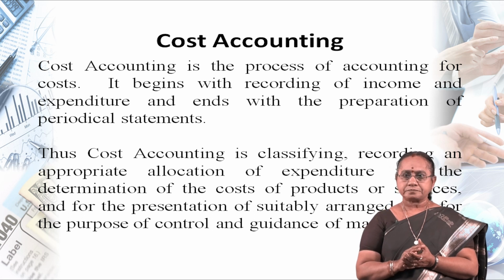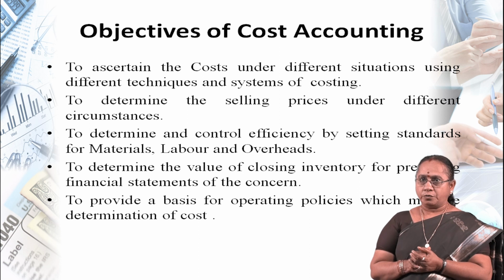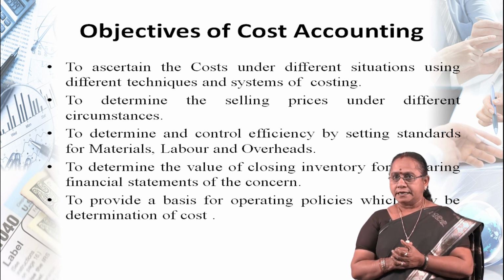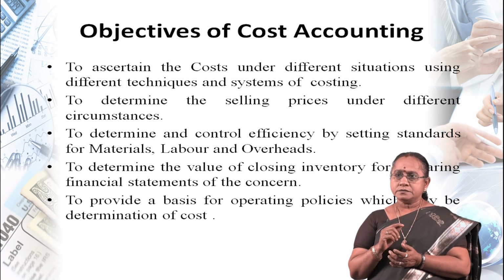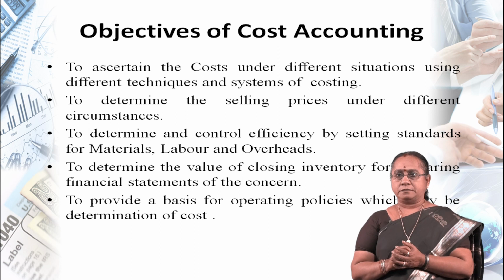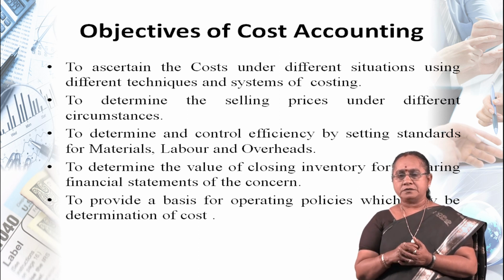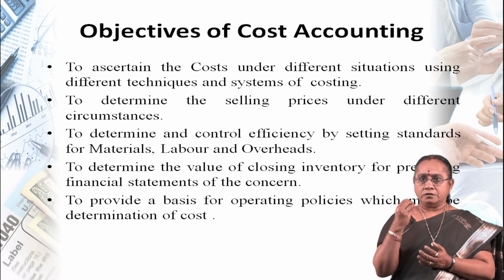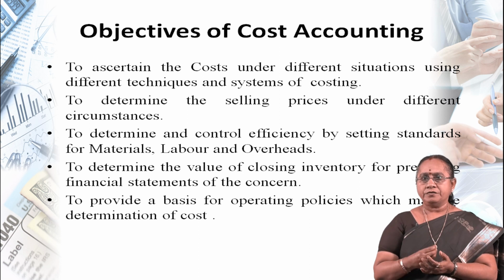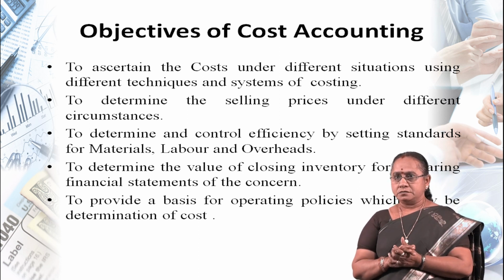of cost. Now, when we come to the objectives of cost accounting, first of all, it is to ascertain the cost under different situations using different techniques and systems of costing. Ascertaining the cost under different situations means it may be for a product or for a job or for a contract, whatever it is; they have to ascertain the cost for each and every situation.